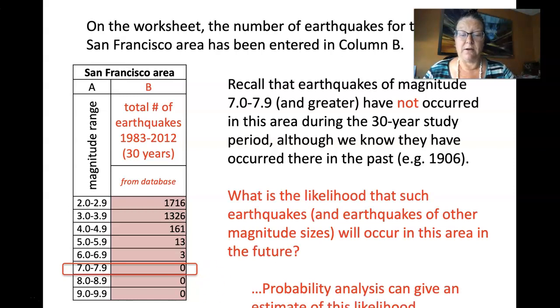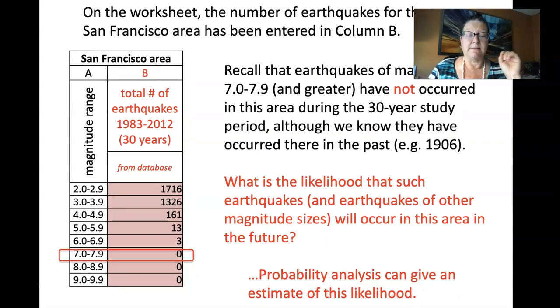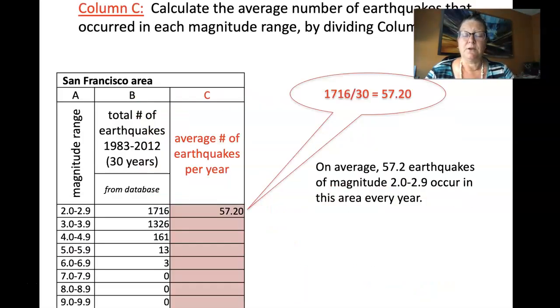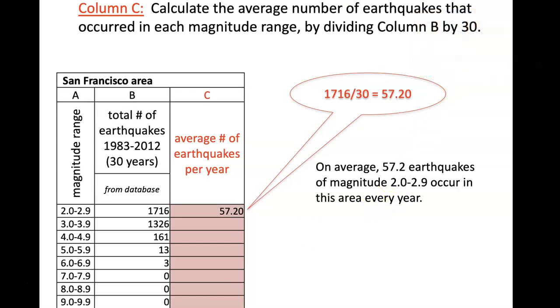So the question now is, what is the likelihood that such an earthquake will occur in this area in the future of these sizes? The probability analysis is going to give us an estimate of this likelihood. So now we're going to go to column C. And the first part of column C has been done for you. Column C is going to be the average number of earthquakes that occurred in each magnitude range per year.